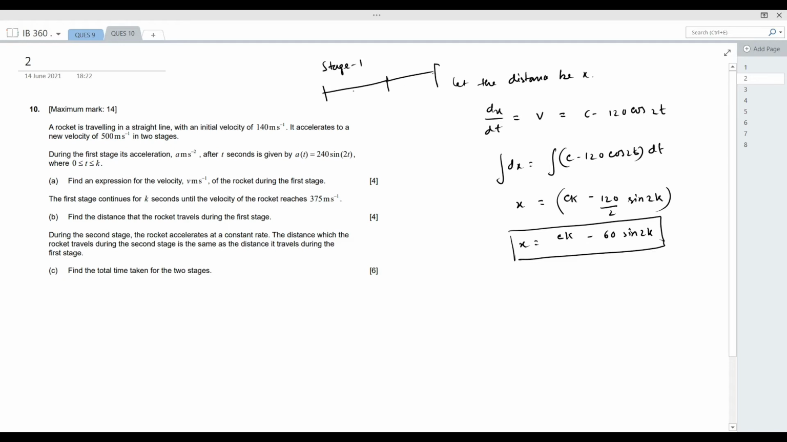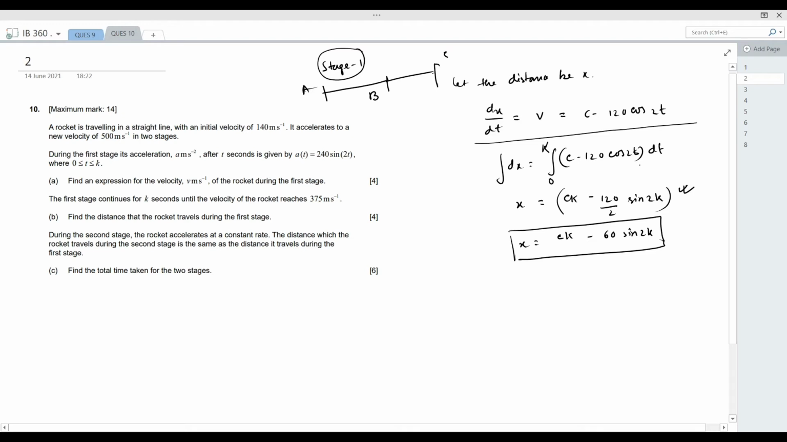So this is the AB part and this is the BC part. A to B will be stage 1, that is ck minus 60 sin 2k. One more thing, the limit is from 0 to k, and after applying this limit you can find this answer. At 0, one particular part will be 0, and sin 2t will be 0.